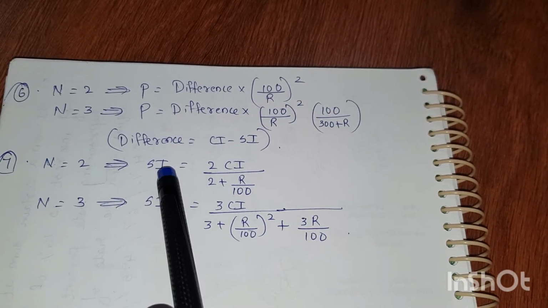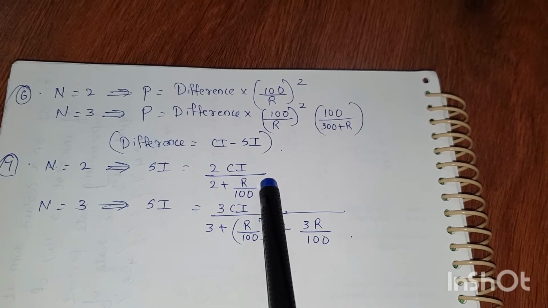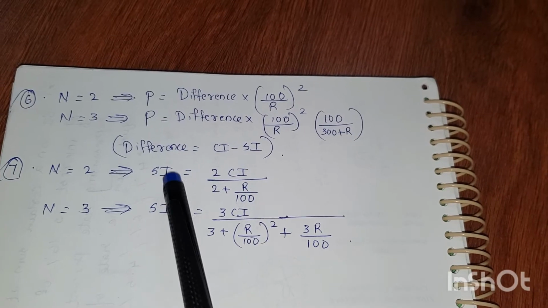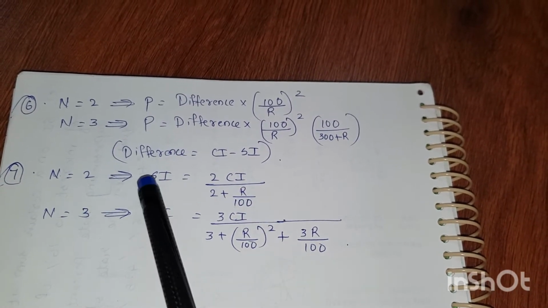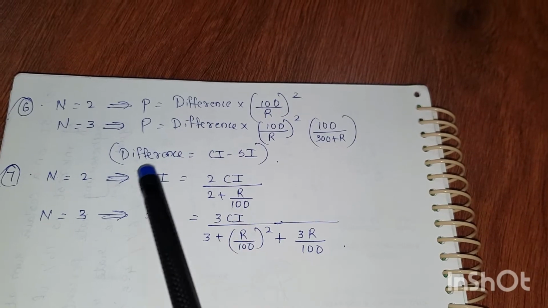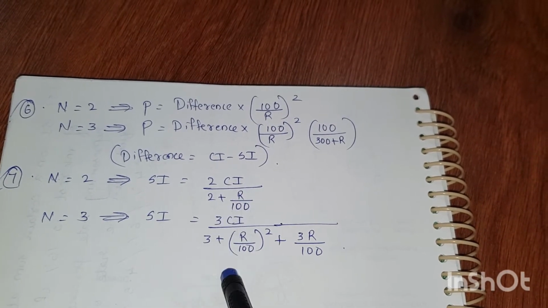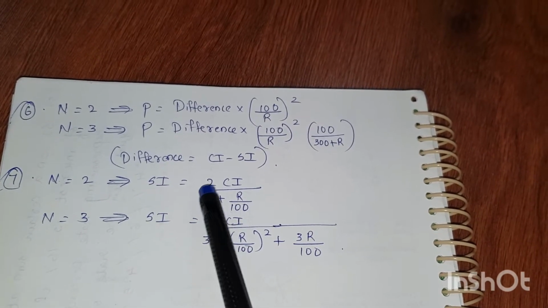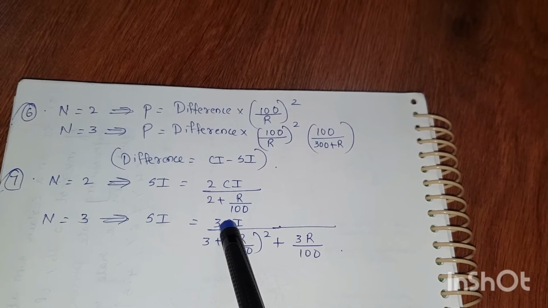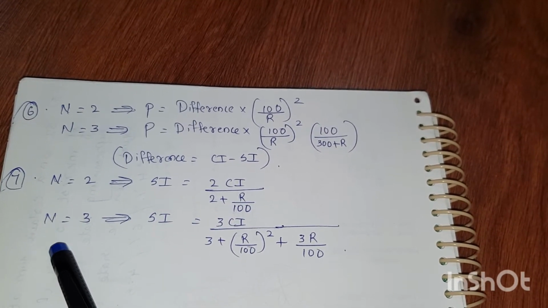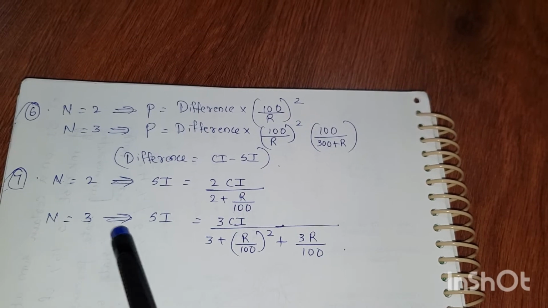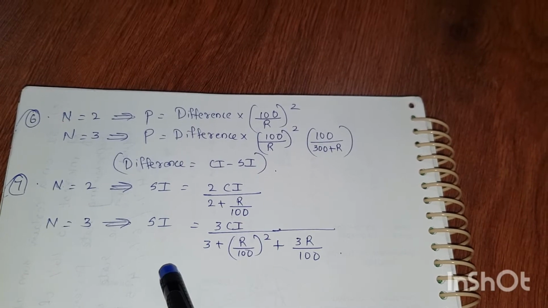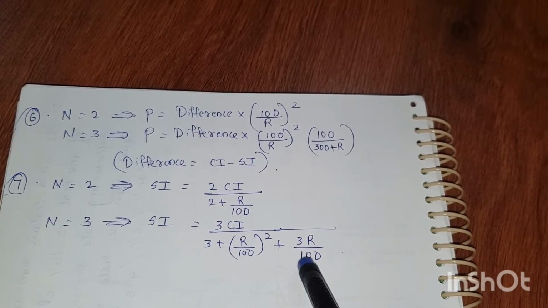It is very important. And in terms of SI and CI, if SI and R are given, then we can find out CI by this equation. Or if CI and R is given, then we can find out SI. Or if CI and SI is given, then we can find out R by these formulas. That is, if n is equal to 2, or the number of years is 2, then simple interest is equal to 2 times compound interest by 2 plus R by 100. And if the number of years is 3, n is equal to 3, then simple interest is equal to 3 times compound interest, the whole divided by 3 plus R by 100 the whole square plus 3R by 100.